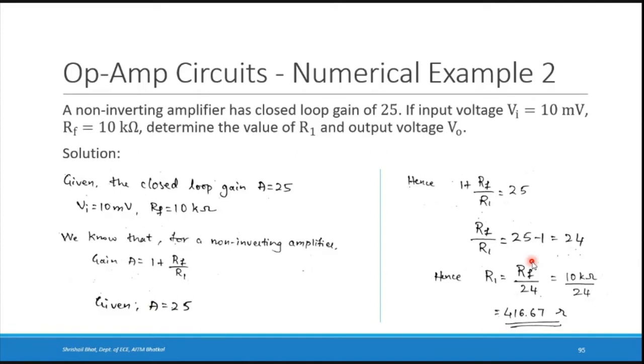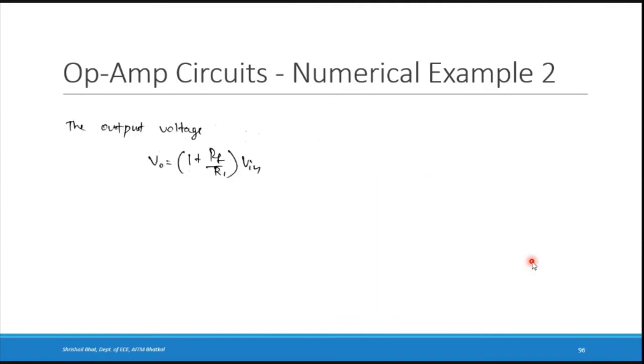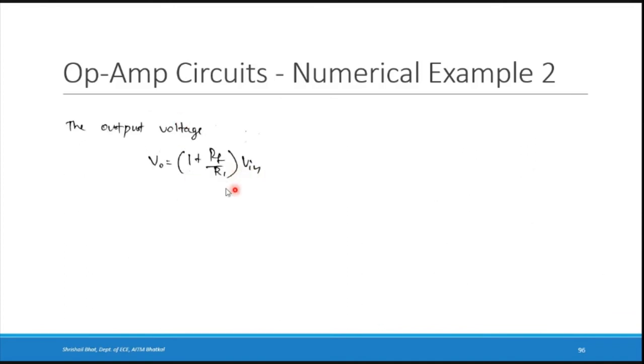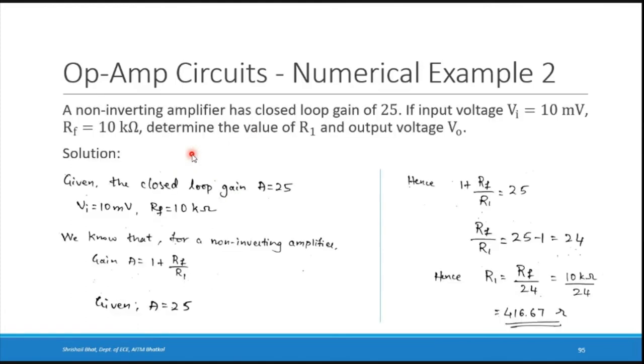You are also asked to find the output voltage V0, right? What is the output voltage V0? V0 is the gain multiplied by the input. You have the gain, you have the input voltage, so you can find the output voltage. It is a non-inverting amplifier, so V0 is 1 plus RF by R1 into Vin. What is this 1 plus RF by R1? That is the gain.